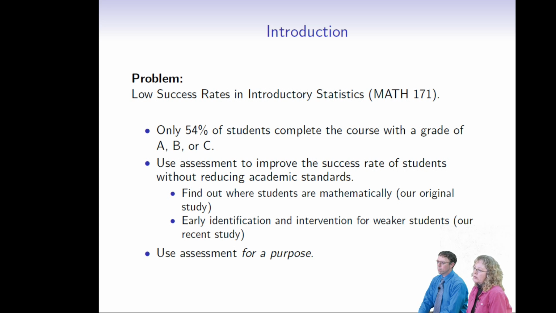We've been trying to understand what's going on with this, and so we've started to use assessment to try to improve the success rate. And we've used this in a two-pronged approach. First, we wanted to figure out where our students are mathematically, and we had an original study we did with that, which we'll tell you about. And once we did that, we wanted to use assessment to identify early and provide intervention for our weaker students, which we've done in a recent study, which we'll also tell you about. The important point we want to make here, too, is that we're not doing assessment just for the sake of doing assessment. We're doing assessment for a purpose, and that purpose is to improve our student success.